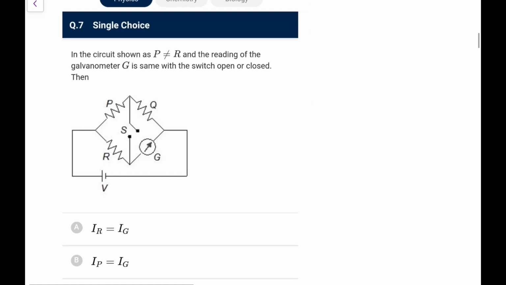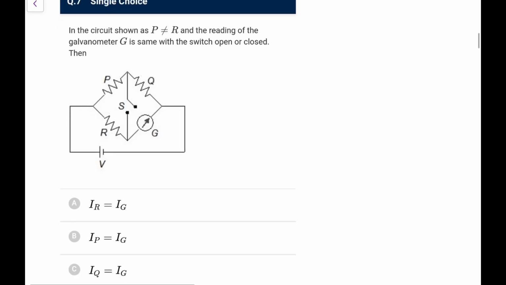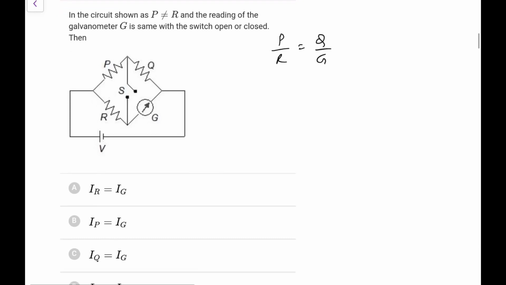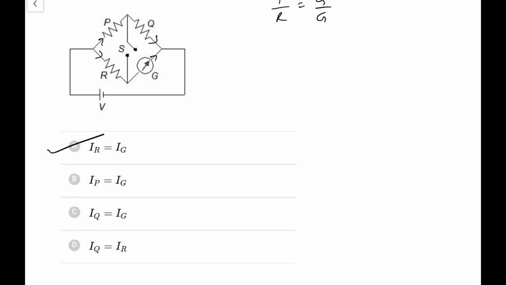Next, in the circuit shown, P is not R, and the reading of the galvanometer is the same with the switch open or closed. It means this bridge is balanced, and no current flows through the switch. So we can directly say P by R is equal to Q by G, or the current IR would be IG, IP would be IQ. That is the option you will have for the balanced condition.